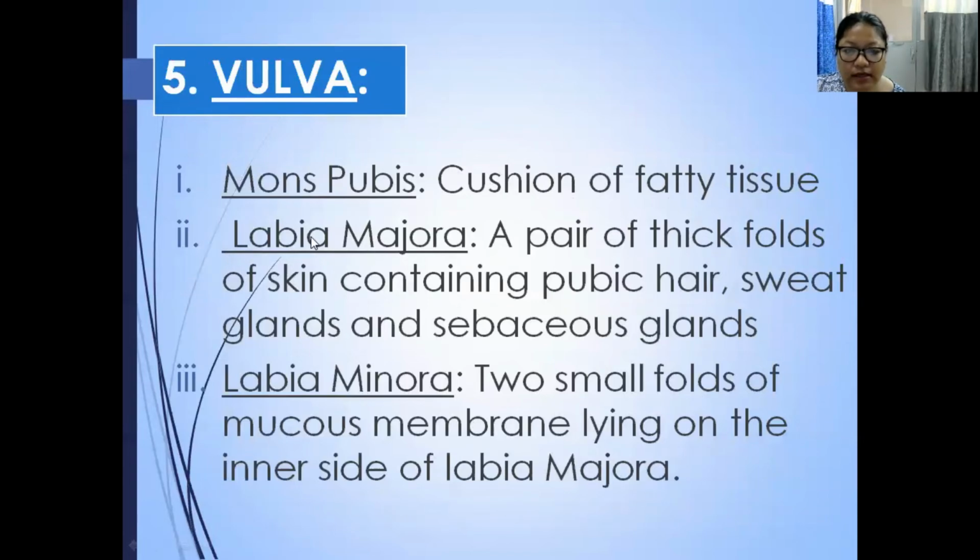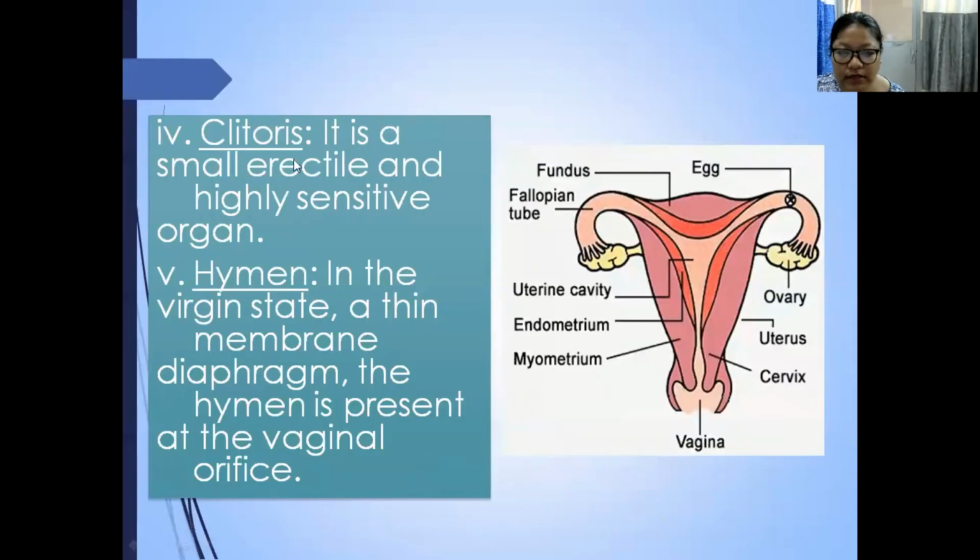The second is the labia majora. These are the large lips, and it is a pair of thick folds of skin containing pubic hair, sweat glands, and sebaceous glands. And we also have the labia minora. These are the small lips, and these are nothing but 2 small folds of mucous membrane lying on the inner side of the labia majora. And the fourth one is the clitoris.